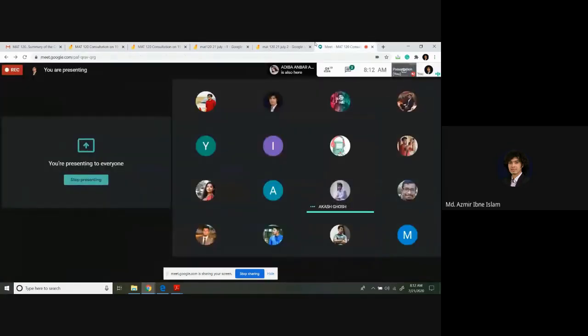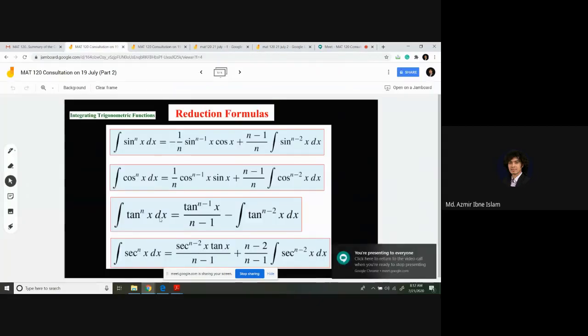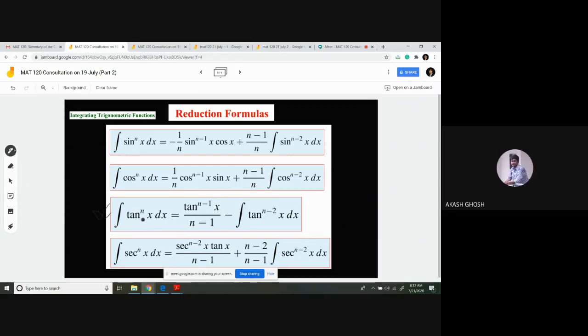Okay, Akash, you were present in my last consultation, right? Yes sir. So you must have seen that I have provided whatever I have summarized in that consultation. I have given all these things to you. So here is the formula. Already it is in your email. Okay, you can see this is the reduction formula.